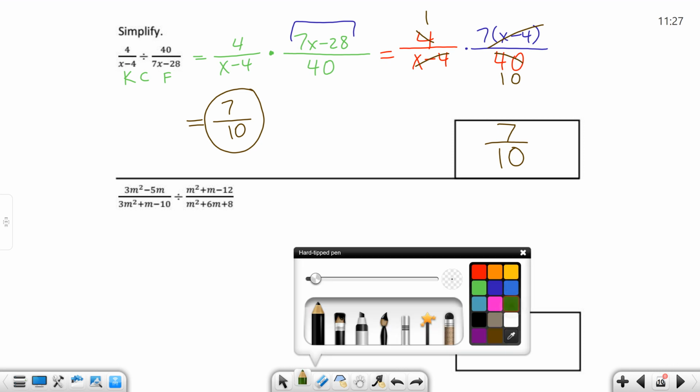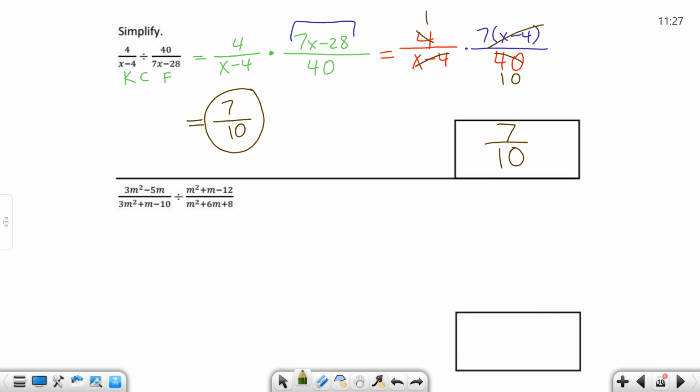So if I look at the next problem, what am I doing? I've got to recognize it. I am dividing. So if I'm dividing, I'm going to keep, change, and flip. So I'm going to keep 3m squared minus 5m over 3m plus m minus 10, and then times m squared plus 6m plus 8. I'm flipping this one, and m squared plus m minus 12. Keep, change, and flip. All right.